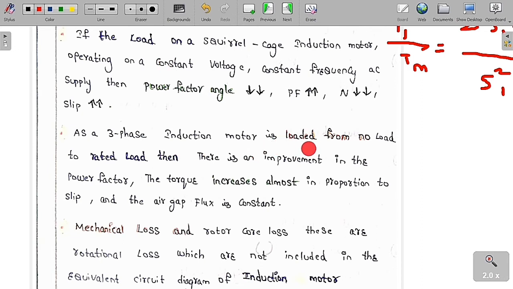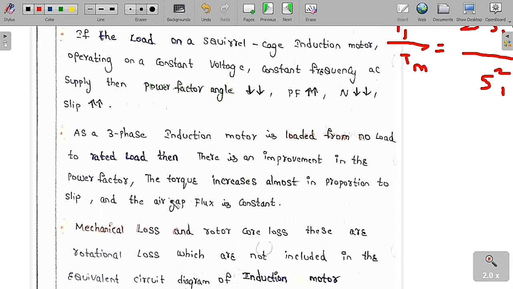If a three-phase induction motor is loaded from no load to rated load, then there is an improvement in the power factor. The torque increases almost in proportion to the slip, and the air gap flux is constant. I already told you, very important point. Whenever a three-phase induction motor is loaded from no load to full load, there is an improvement in the power factor.